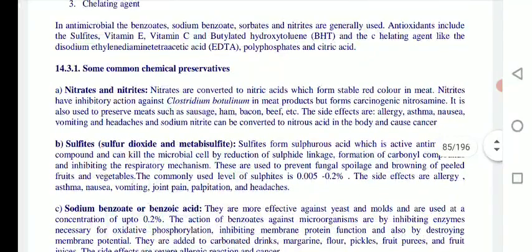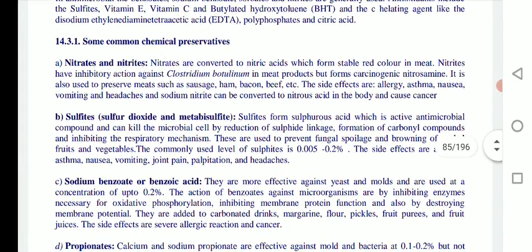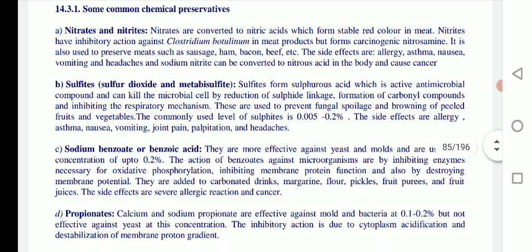So there are some common preservatives we can study here. In that, nitrates and nitrites are there. So nitrates are converted to nitric acid which forms a soluble radical in meat, and nitrates have inhibitory action against Clostridium botulinum in meat products, but can form carcinogenic nitrosamine. It is used to preserve meat such as sausage, ham, bacon, beef, etc.